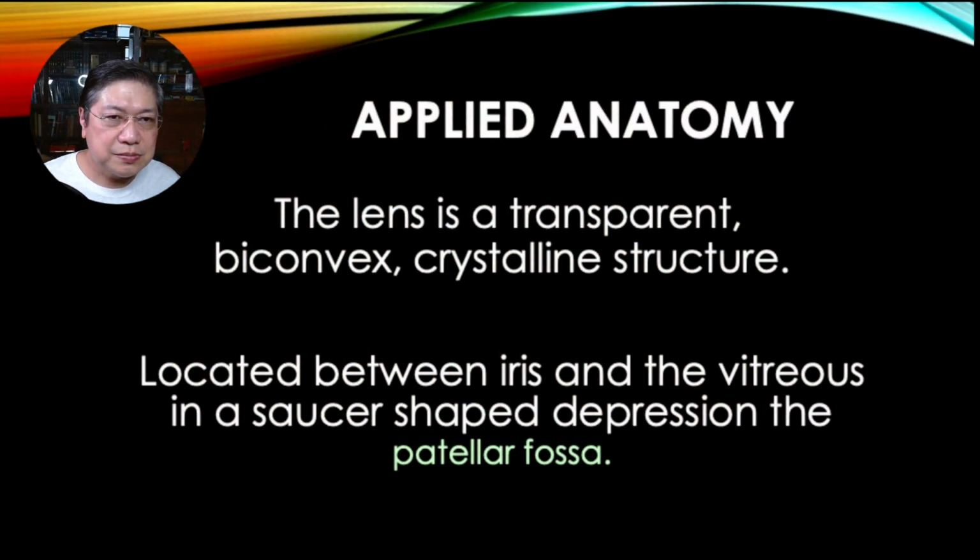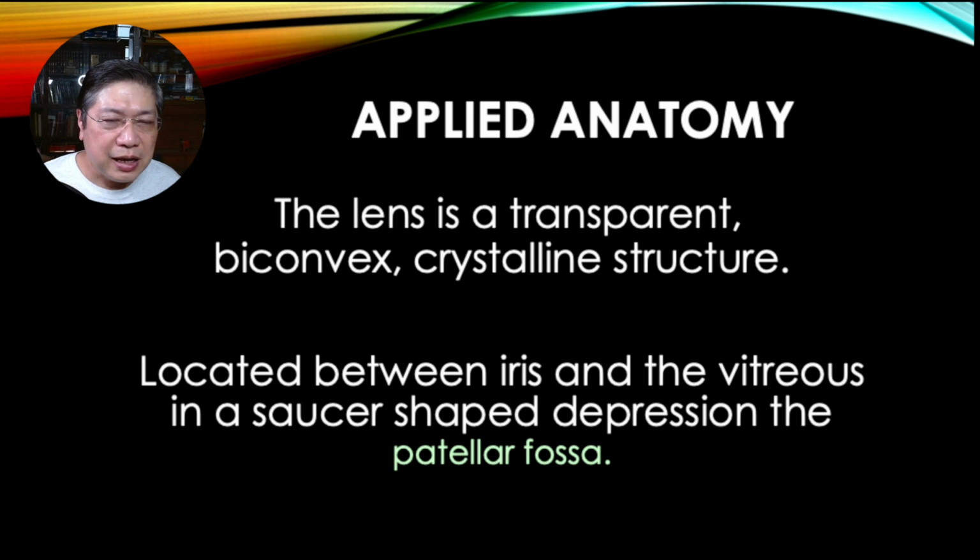So let's talk about the lens. We call it the crystalline lens, or simply just lens. Now, we want you to understand the anatomy of the lens because it's very, very important for you to understand what happens when a person has cataracts. Now, a lens is transparent, it's biconvex, and it's crystalline. Now, I want you to remember it's transparent.